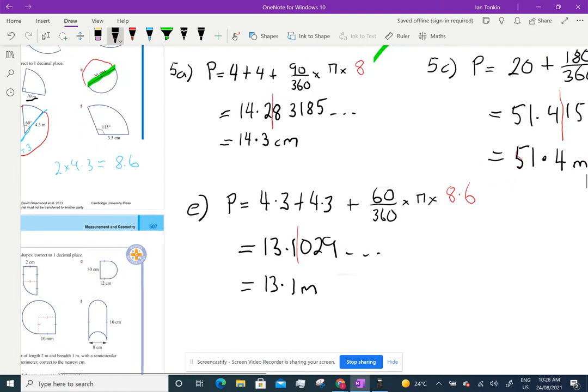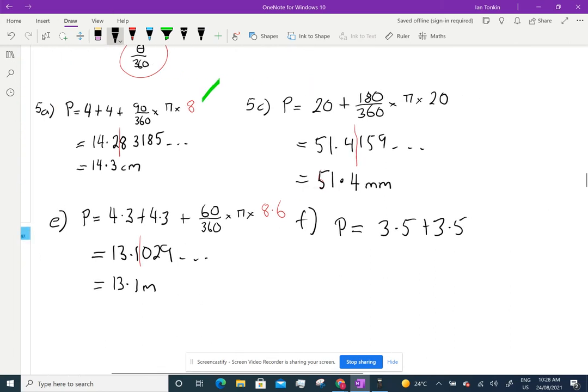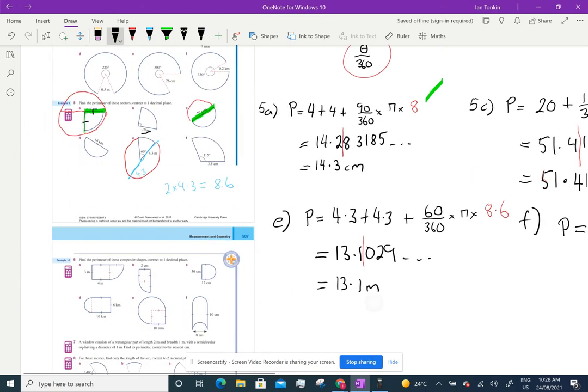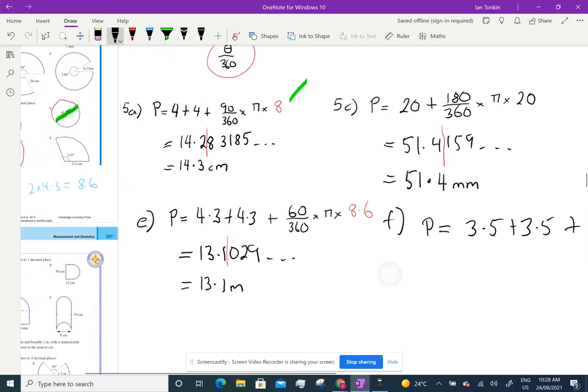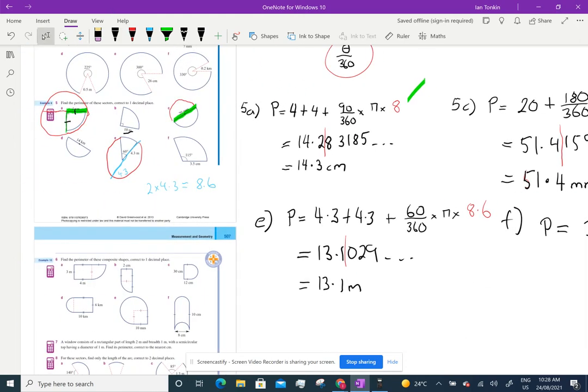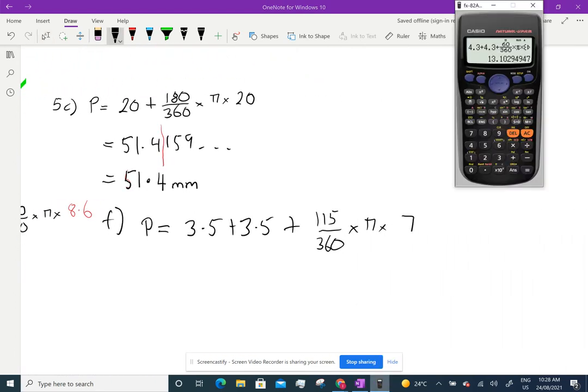Now, I want you to have a go at F by yourself. I'm going to do it quickly now. I'm going to really fly this time, so you've got to try and keep up. You can pause the video if you need to. What is my perimeter? Well, I've got my two straight bits, so 3.5 plus 3.5 plus, how much of a circle have I got? 115, I think it is. Yep, 115 over 360 times pi times the diameter. What's the diameter? Well, if the radius is 3.5, 2 times 3.5 is 7. Bang, put it in my calculator.